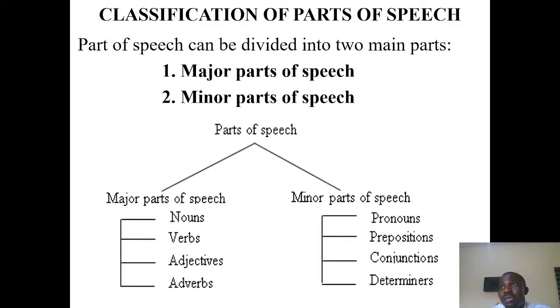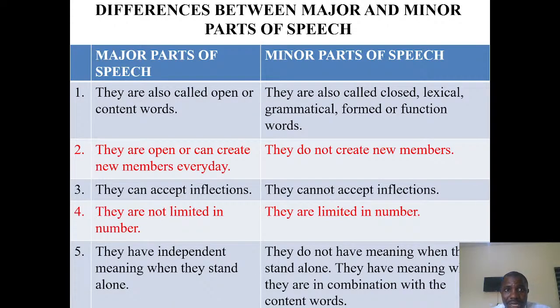Another one is that there are so many of them. Look at the major difference here between major and minor. I think we said the minor ones are limited in number. The major ones are not limited in number. The major ones are very many, provided that you can create, you can invent. There are very many. This one, they are not.